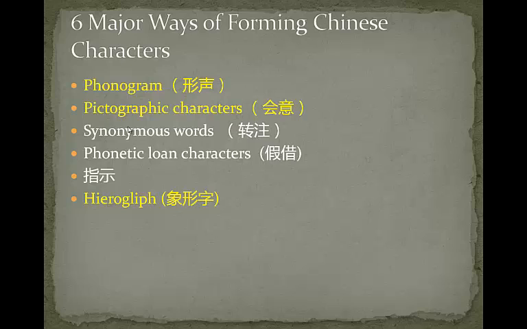Basically, there are 6 major ways of forming Chinese characters. I have a list of 6 ways. The first one is phonogram, 形声, 形 means meaning or shape, 声 means sound. But if you're not really sure what that means, it's okay. We're gonna explain each one in the following slides. The second one is pictographic characters, 会意.